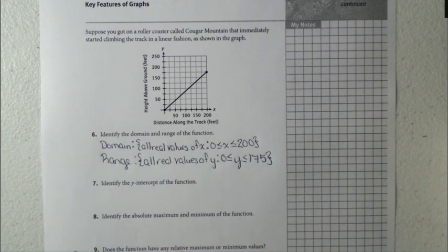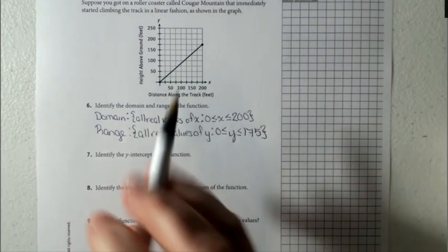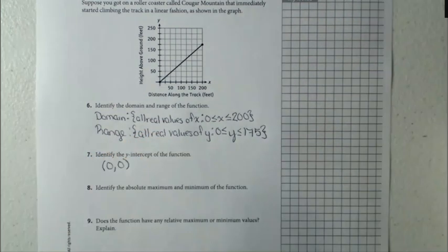It asked us to identify the y-intercept. Now remember, the y-intercept is where we cross our y-axis. Looks like it's at the origin, so we would call that point 0, 0.